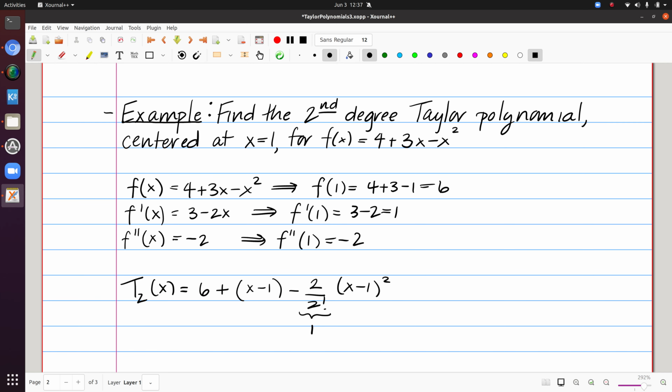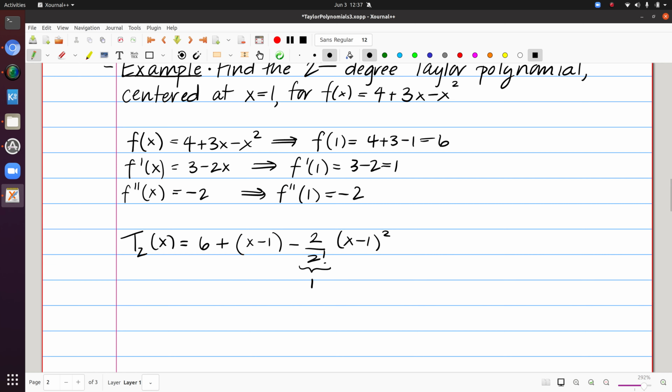So that would be our final answer. However, I'd like to show that we can simplify this. So this is, we'll put it down here. So to be clear, this would answer our question.